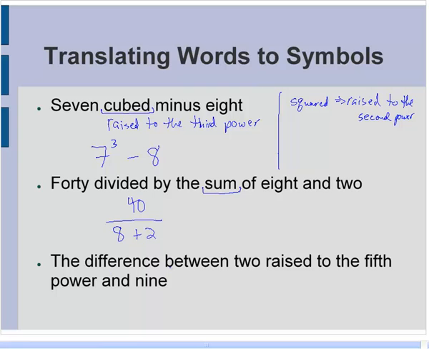The difference between 2 raised to the 5th power and 9. Difference tells us we need a subtraction. 2 raised to the 5th. We're finding the difference between 2 raised to the 5th. Hey, that's an exponential. And 9.